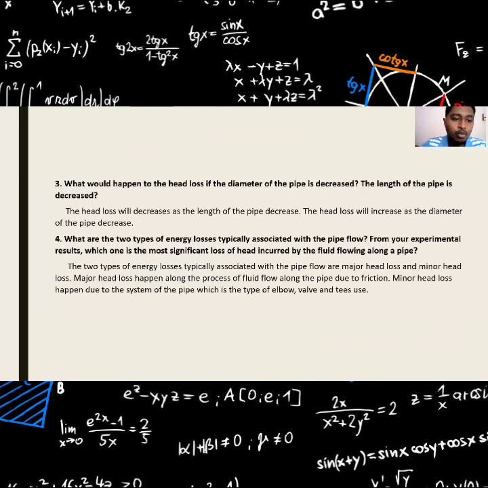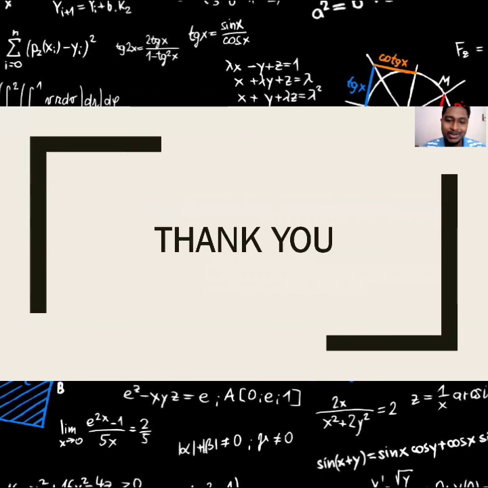And the fourth one, what are the two types of energy losses typically associated with the pipe flow? From your experimental results, which one is the most significant loss of head incurred by the fluid flowing along a pipe? The two types of energy losses typically associated with the pipe flow are major head loss and minor head loss. Major head loss happens along the process of fluid flow along the pipe due to friction. Minor head loss happens due to the system of the pipe, which is the type of elbow, valves, and tees used. And that's all from me. Thank you very much.